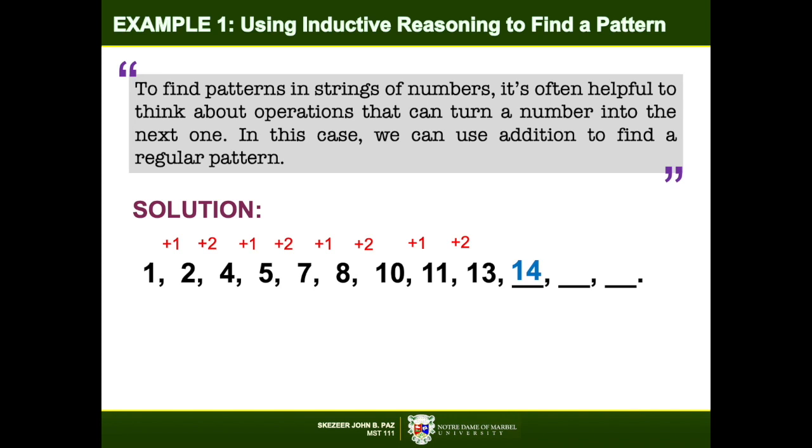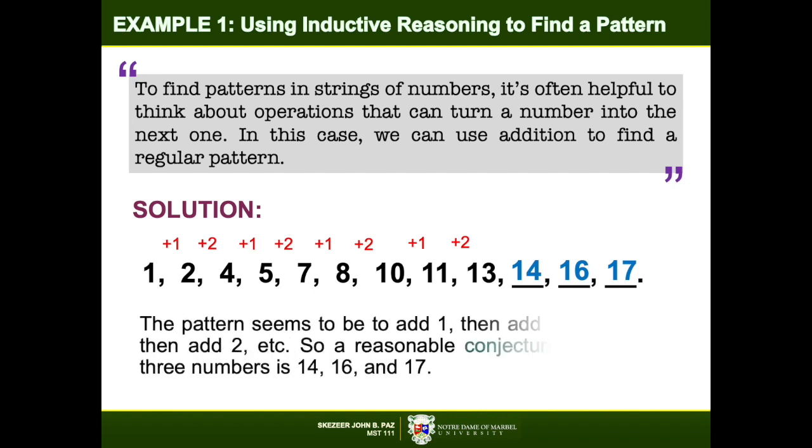So in order for us to find the next number after 13, we just continue the pattern. We simply add 1, then we add 2, and then we add 1, so that we have this solution. So the pattern seems to be to add 1 and 2, then add 1, then add 2, and so on and so forth. So a reasonable conjecture for the next three numbers is 14, 16, and 17.